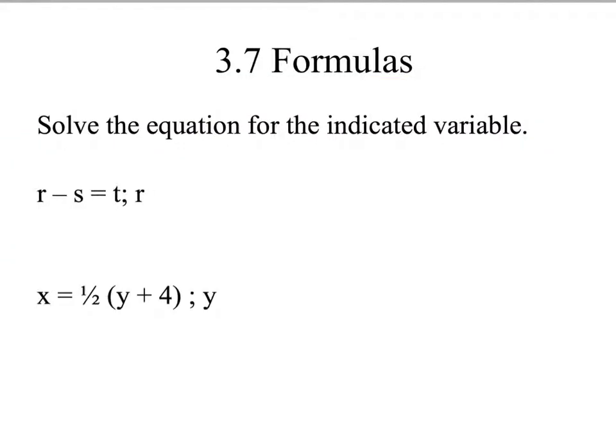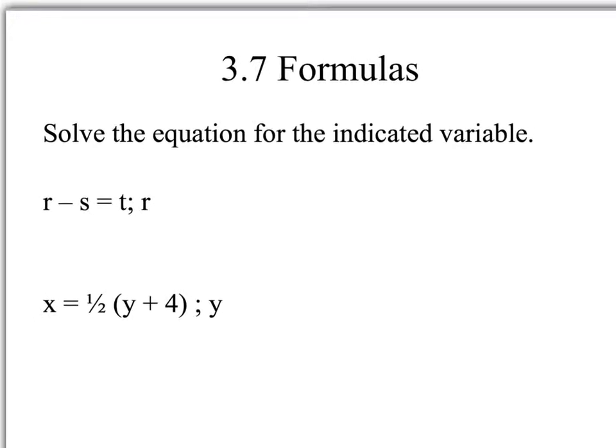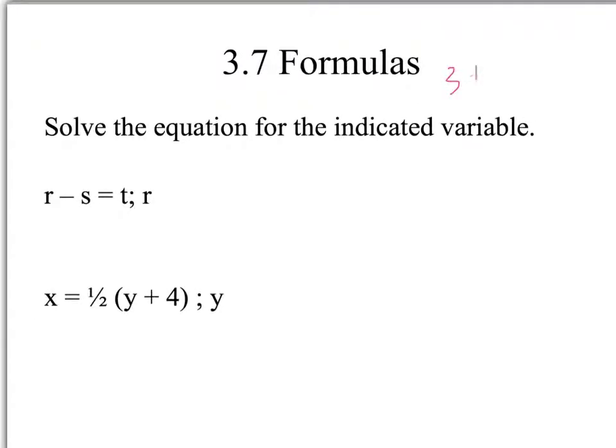On these equations it says solve the equation for the indicated variable. Notice there is no yellow bar, so I do not want you to write this down, because we're going to write down a couple more on the other side. In the past, we have talked about equations like 3 plus x equals 4. But notice on this first problem, we have r minus s equals t, and it's telling us to solve for r. I want you to look at that and notice we're not going to get a numerical number.